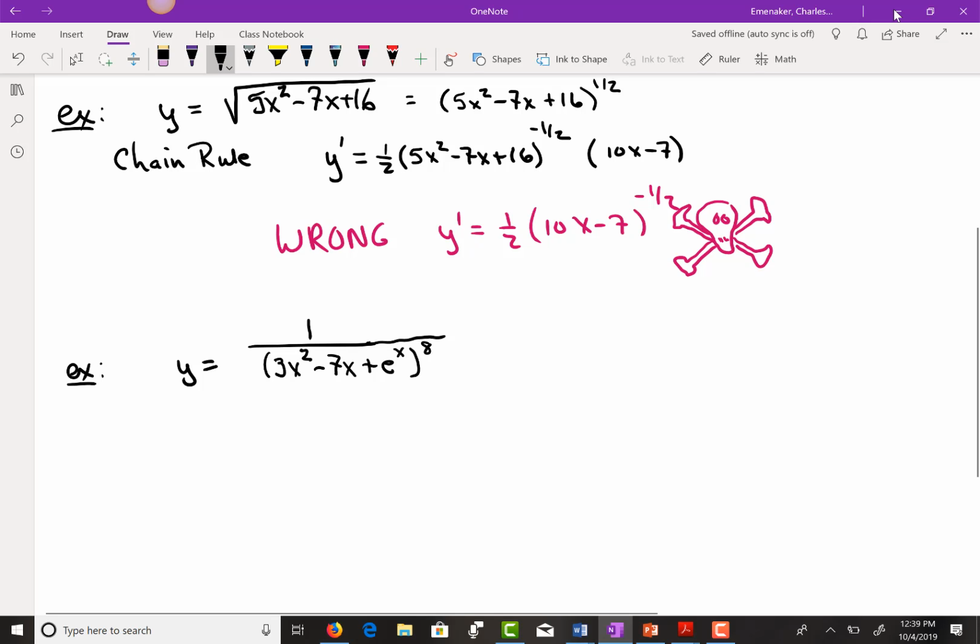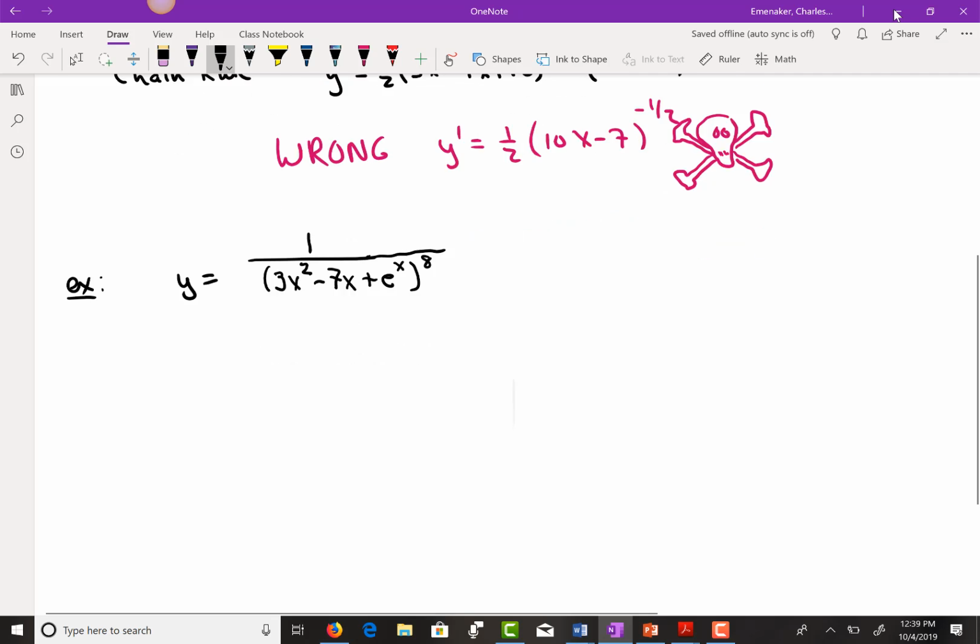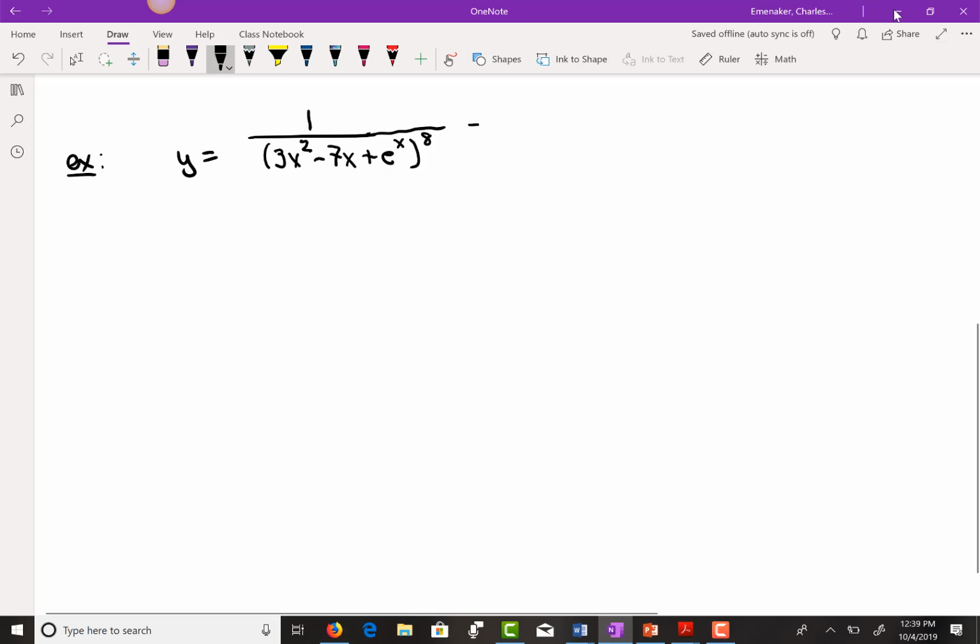There are two ways to handle this. One is with the quotient rule. But if you'll recall, when we were doing the quotient rule, I mentioned that there's a second way to handle a lot of rational functions that's less painful than the quotient rule, and this is one of those cases. We can rewrite this as 3x squared minus 7x plus e to the x, raised to the negative 8 power. Does that make sense?